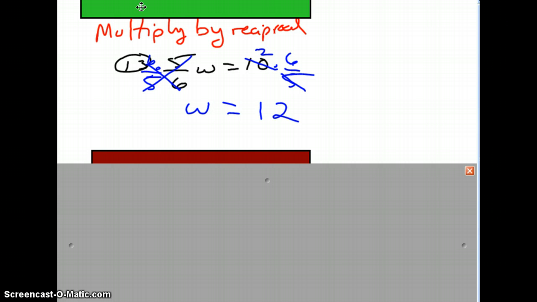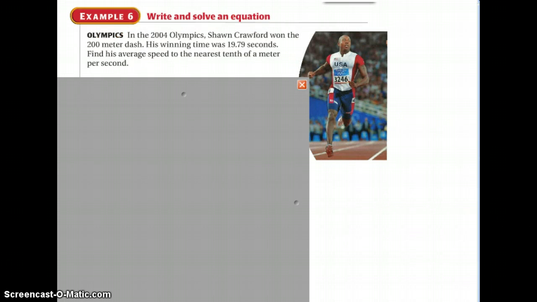12. Okay, and if you wanted to check this, the original equation said 5/6 times w, which is now 12, times 12, does that equal 10? Does that equal 10? Yes. So 6 goes into this 12 twice as well, right? 5 times 2 is 10, so you can check it. Okay? You'll have a couple of word problems today, so you need to pause the video to try it because we're running short on time.